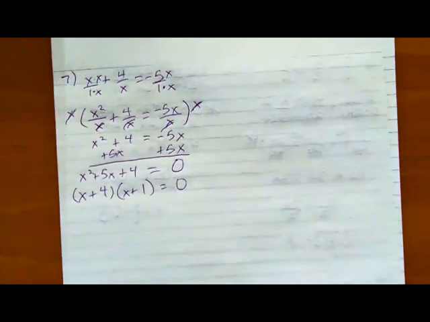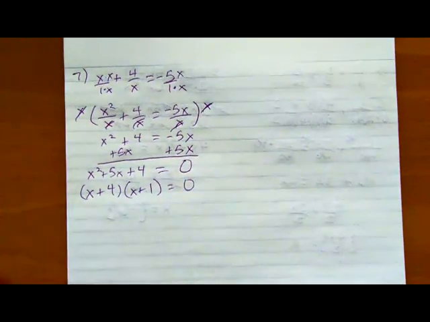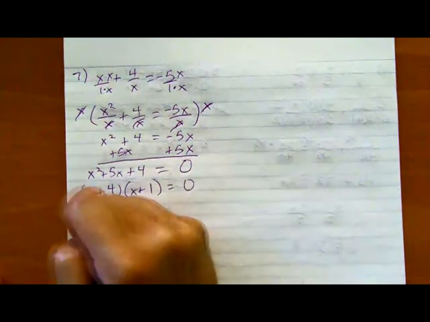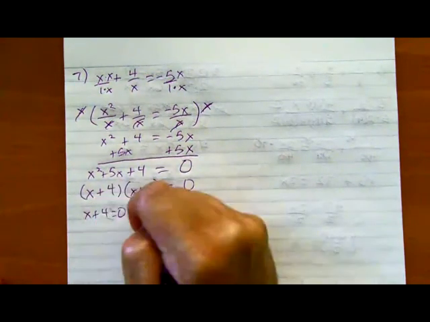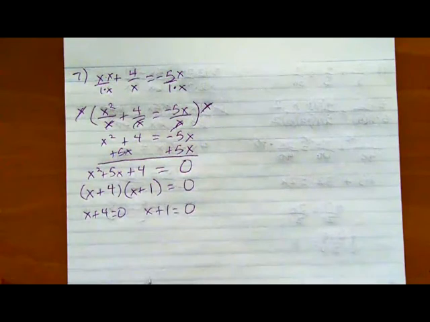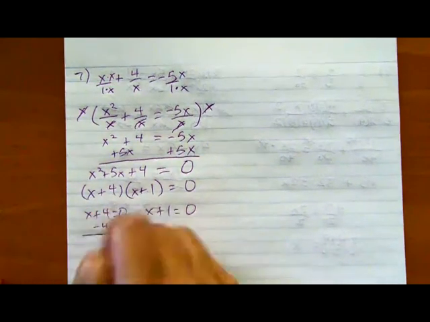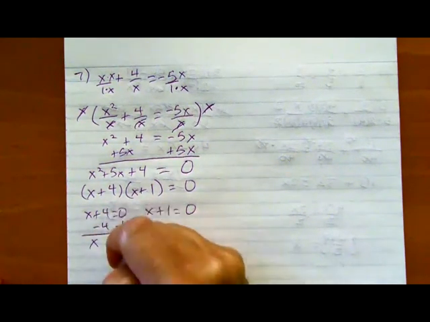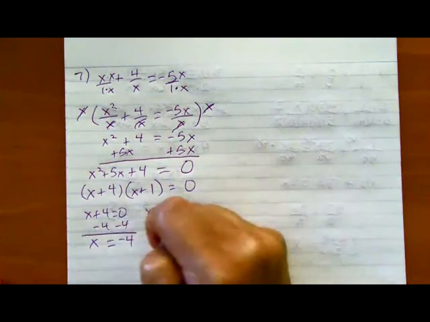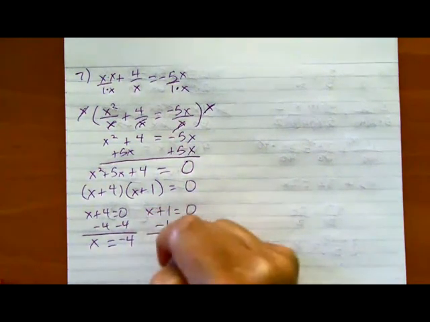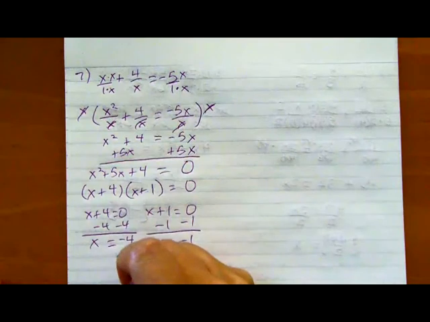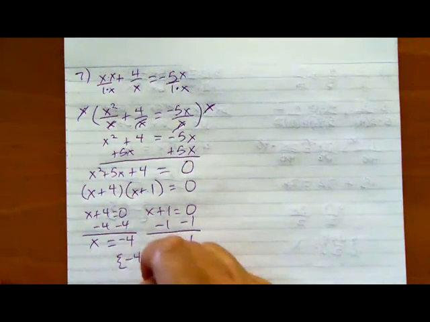Okay, now that we have it factored, each of the factors has to equal 0. And then we solve for x. So -4. Okay, this time we have two solutions, -4 and -1.